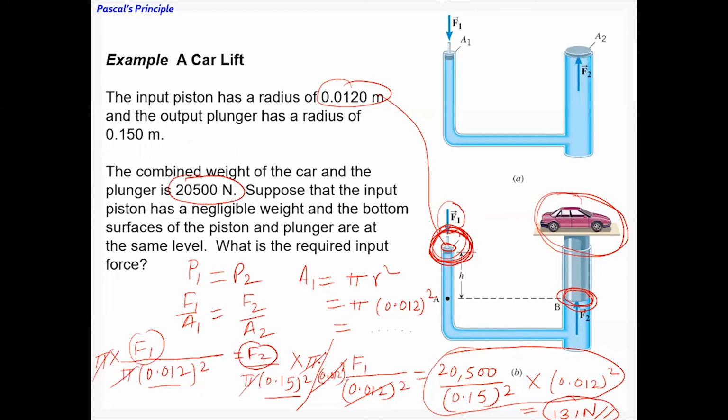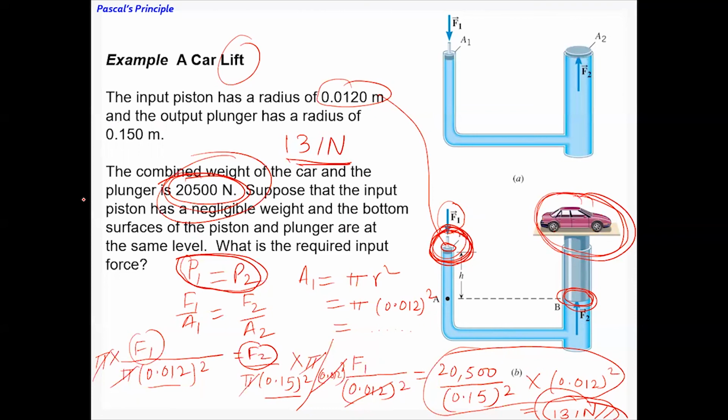Because Pascal's principle says that P1 equals P2, with the help of that we can easily lift the car. Meaning this much heavy car can be lifted by using this much small force. 131 Newton force is enough to lift the heavy car having this weight. That's the beauty of Pascal's principle.